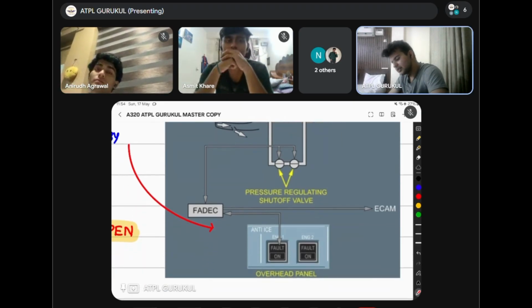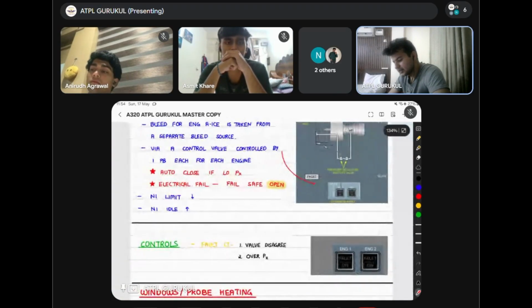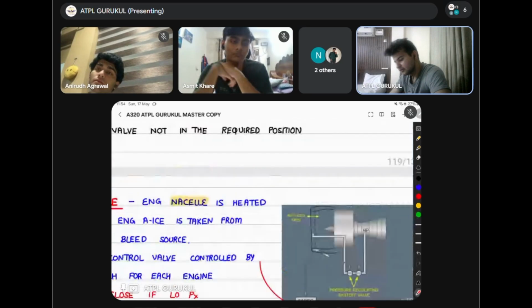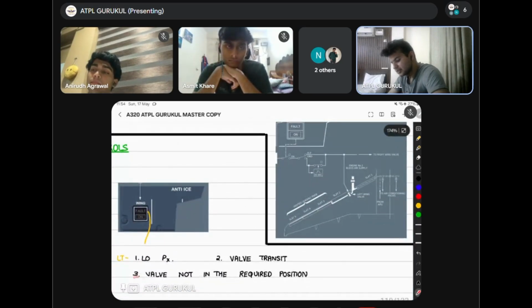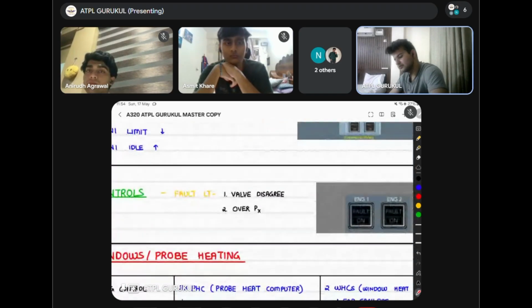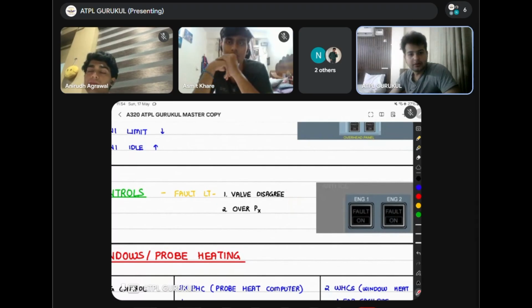ओके, ये आपका कंट्रोल इंडिकेटर पैनल है, control panel basically. Again, you have fault lights and you have on lights which function exactly the same as how we studied it in wing anti-ice. Talking about controls, when does the fault light come on? Again, valve position disagree and low pressure. Valve transit test से कोई लेना देना नहीं. Clear? This is all about engine anti-ice.